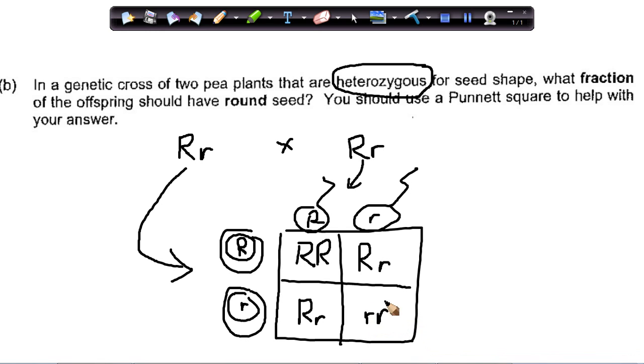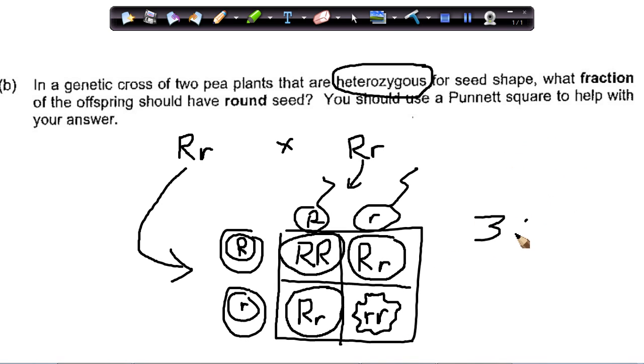So looking at those, what kind of shape would they have? Well, this one would be round. Round was the dominant characteristic. And so would this one. This one would be round too, because it's got at least one big R. And this one here would also be round, because it's also got at least one big R. Whereas this one would be the wrinkly pea, because it doesn't have any of those dominant alleles. So here, what fraction of the offspring would have round seeds? So 3/4 would be round. Cool, I hope you found that helpful, and we'll try and get on to the next one.